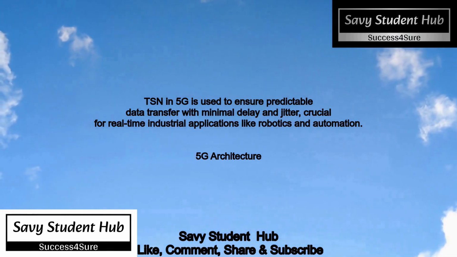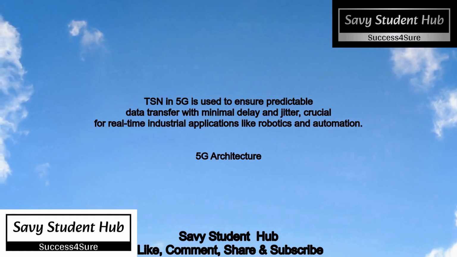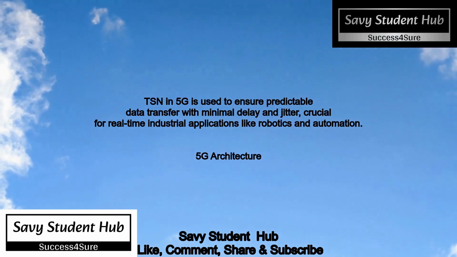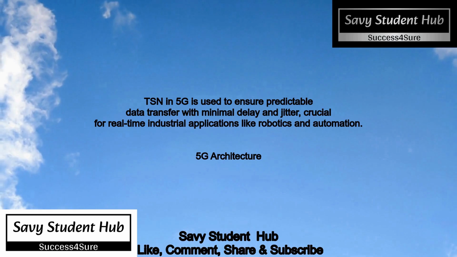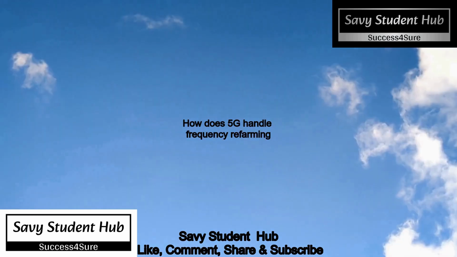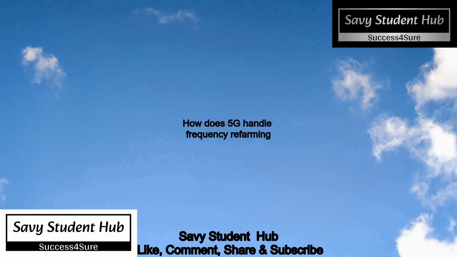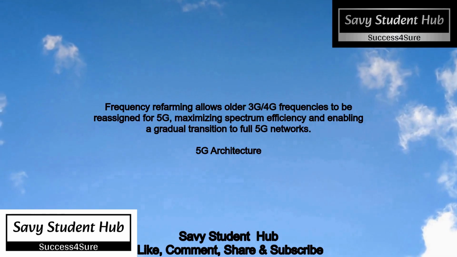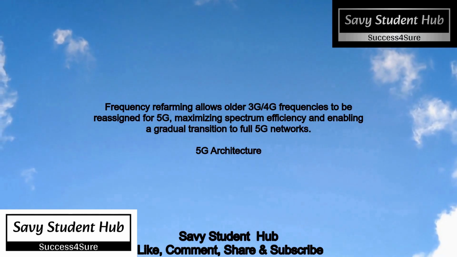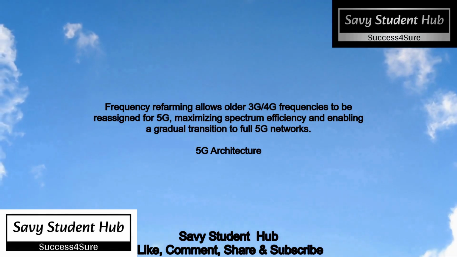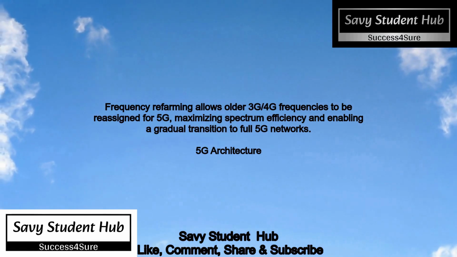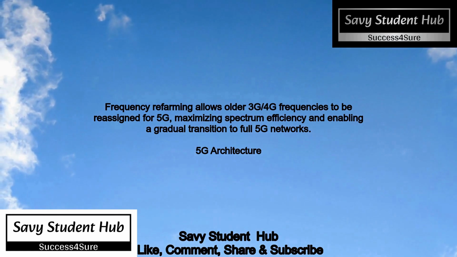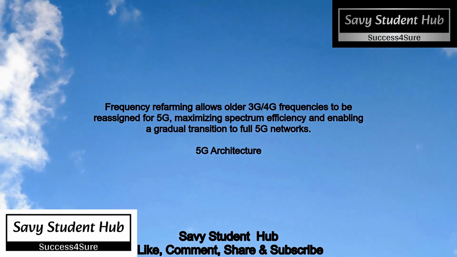TSN in 5G is used to ensure predictable data transfer with minimal delay and jitter, crucial for real-time industrial applications like robotics and automation. How does 5G handle frequency refarming? Frequency refarming allows older 3G, 4G frequencies to be reassigned for 5G, maximizing spectrum efficiency and enabling a gradual transition to full 5G networks.